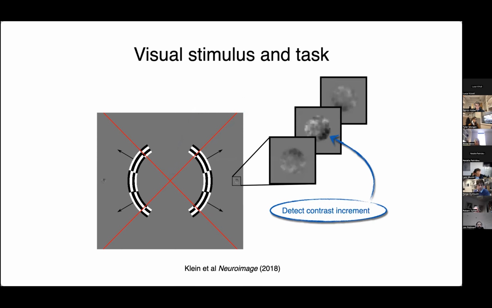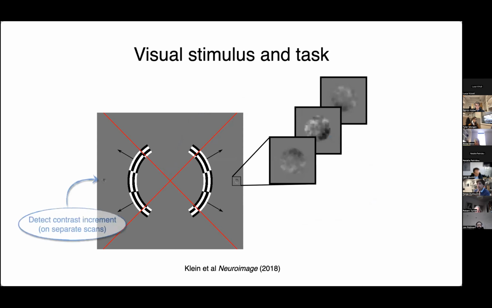And in one scan, they attend to the right, and on the other scan, they attend to the left. So they're not changing attention. During one scan, we map out the population receptive fields while they're attending on the right. And the other time, we map out the population receptive fields when they're attending on the left.